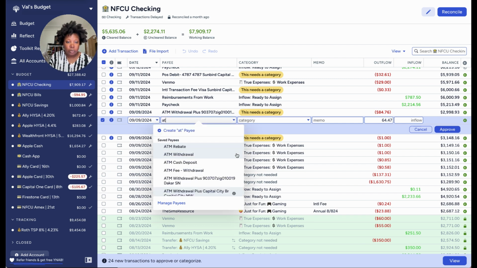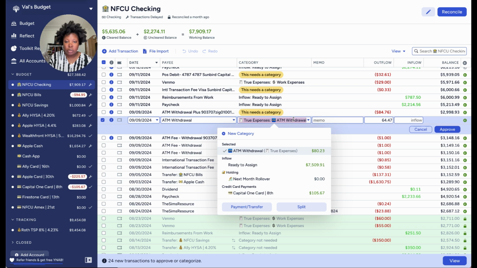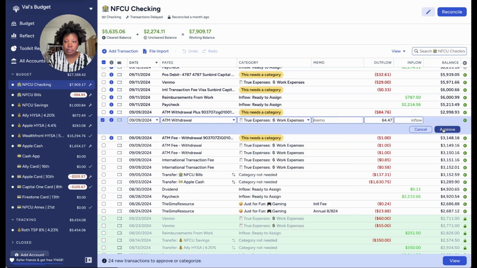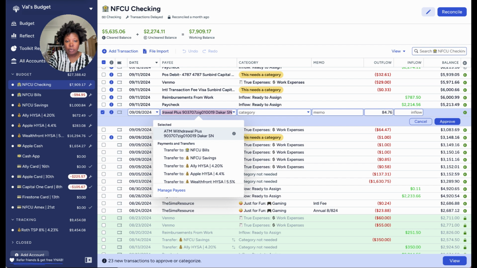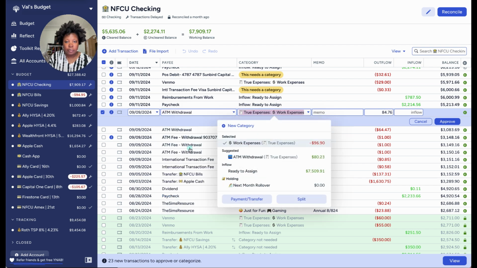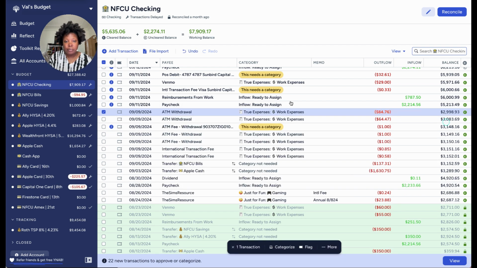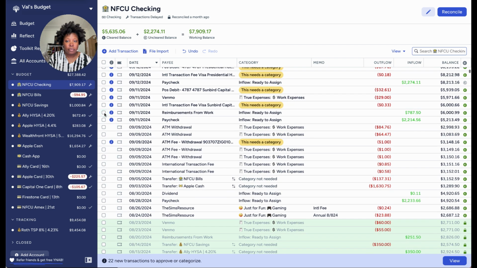All right, so this was the ATM withdrawal and this was work expense. Also this one, ATM withdrawal for work expense. All right, then after that, both of those amounts were correct, the $64.47 and the $84.76.